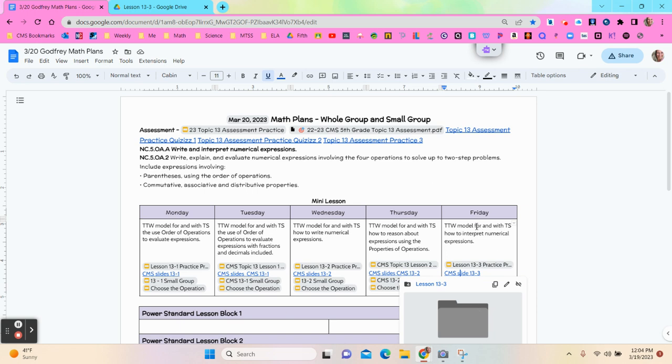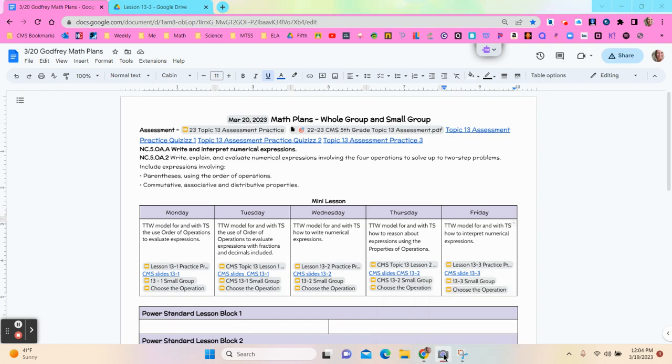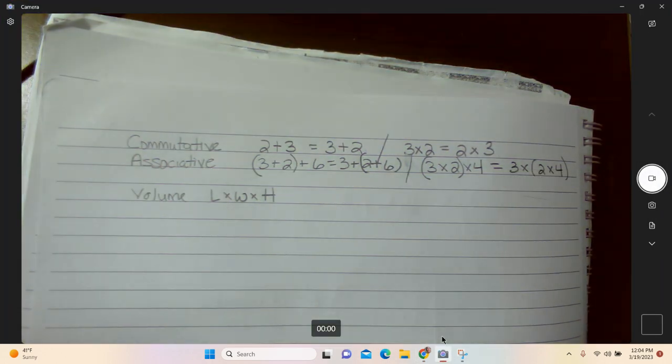Today's lesson is modeling for and with you, the students, how to interpret numerical expressions. So let's get going on some practice problems after a quick minute of review. Let's make sure that you have our vocabulary down.